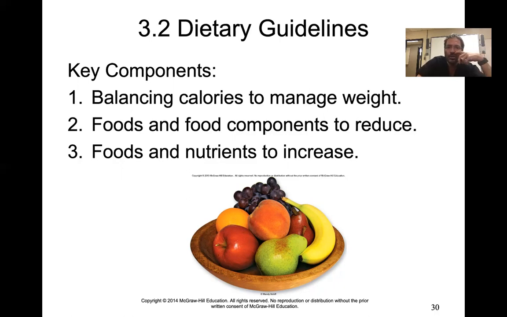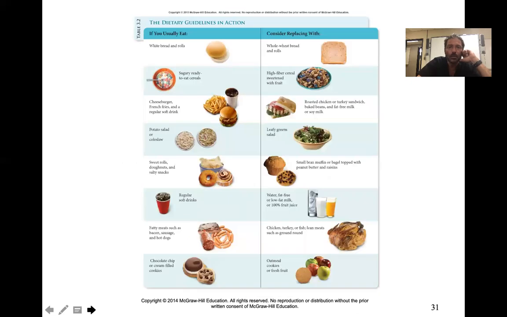Right. So foods and nutrients to increase. What are some things that you could increase? Obviously, fresh fruits and vegetables would be a better option. Even water would be a better option. All right, so here's what I want you guys to start thinking about. If you usually eat white bread and rolls, this is bleached flour, no nutrition other than carbohydrates. So whole wheat bread or rolls will be a little bit better. Bread's still probably not the best thing to eat unless you really need it for caloric intake.